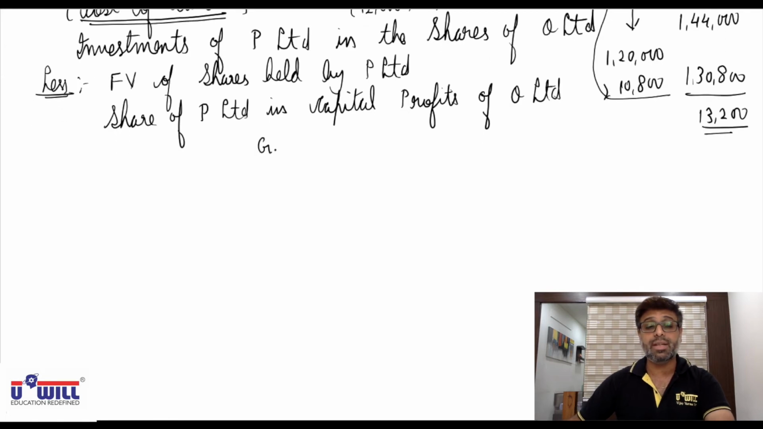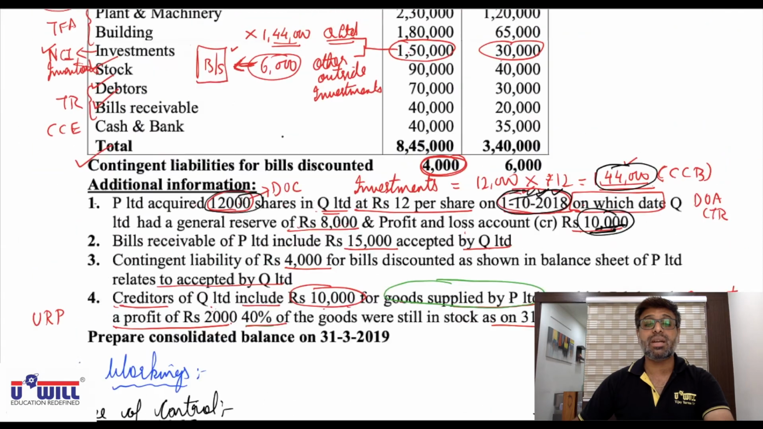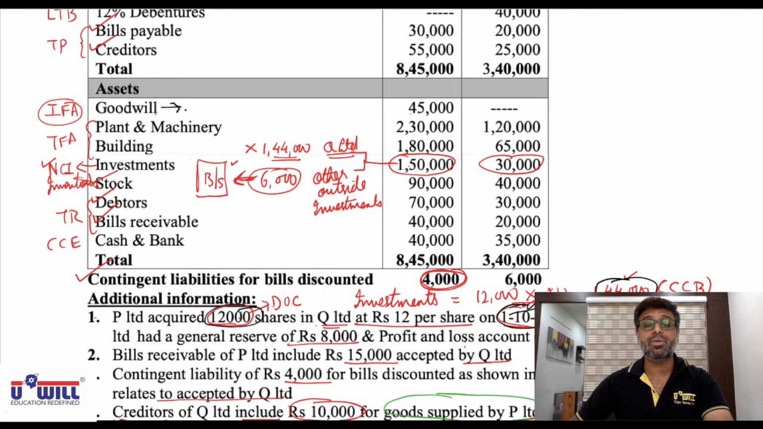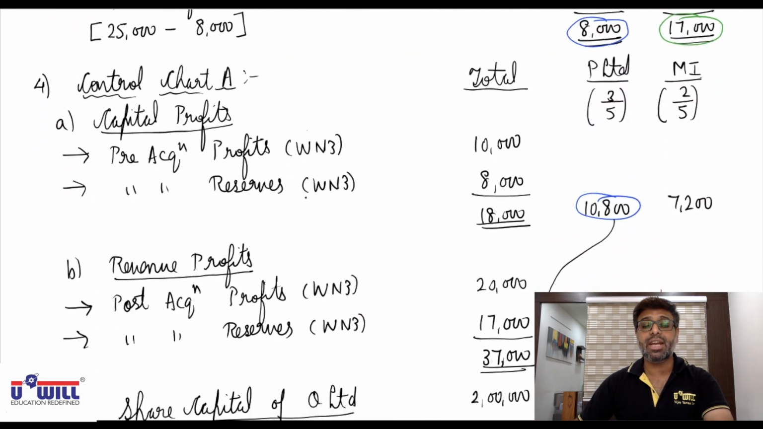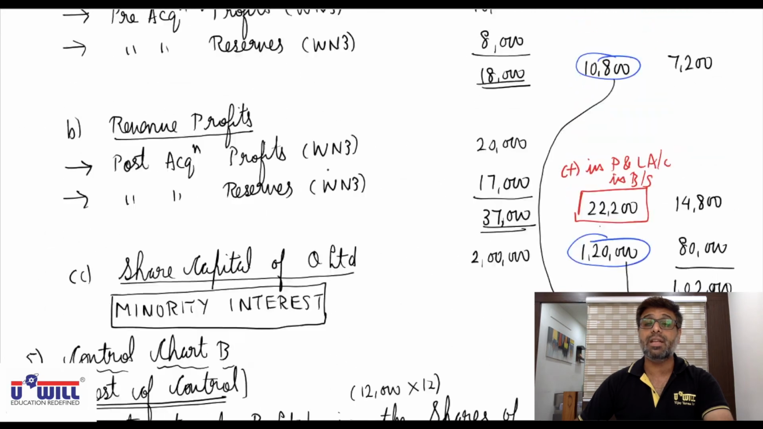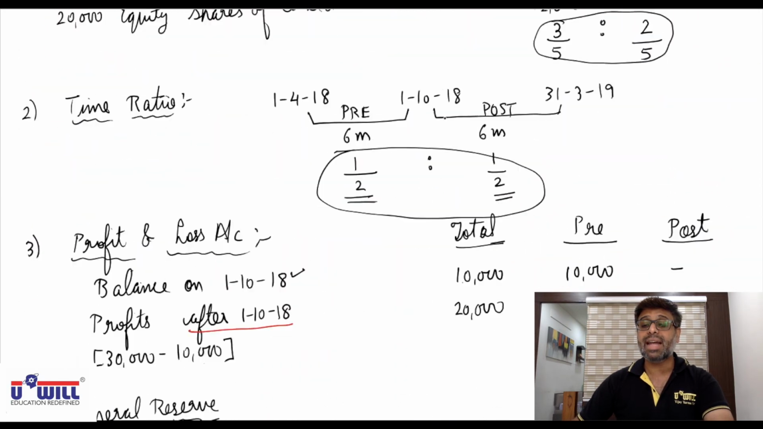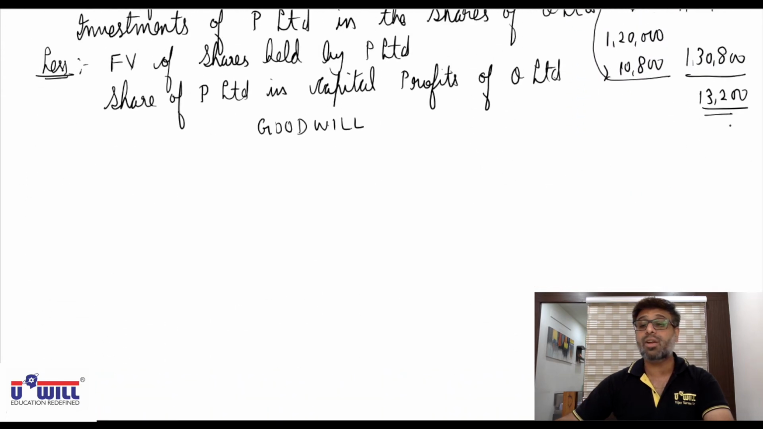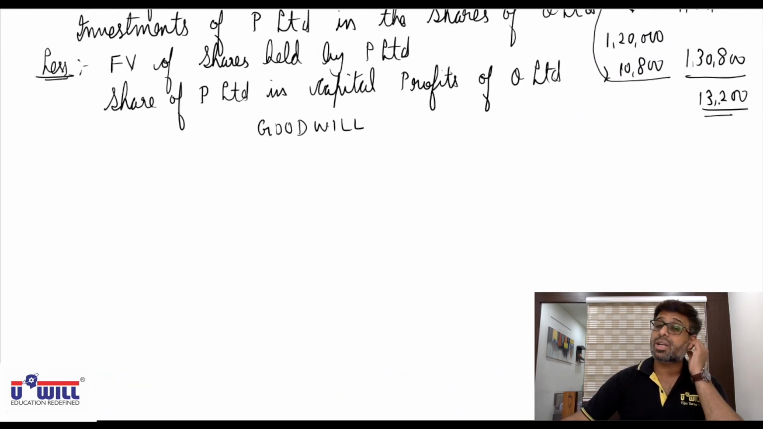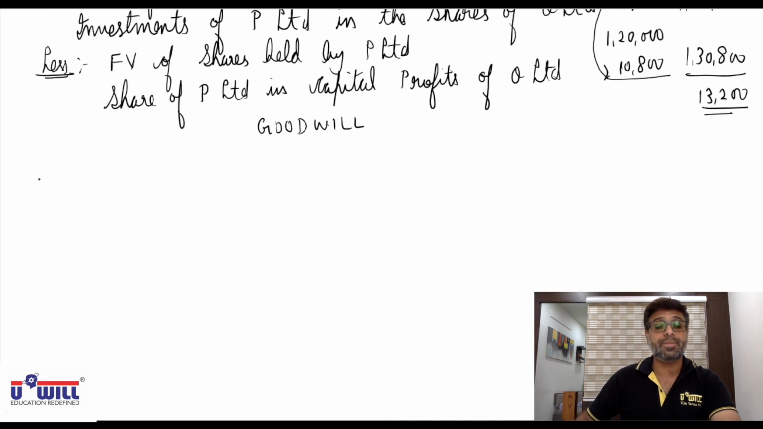Positive means goodwill. Now, as I discussed with you, three situations are possible here in balance sheet. I discussed with you. We get the first situation. We get goodwill, so you'll simply add it in the goodwill. Already in the balance sheet, there is a goodwill of 45,000. In that, further we will add this goodwill of 13,200. So it will become 45,000 plus 13,200, 57,200.